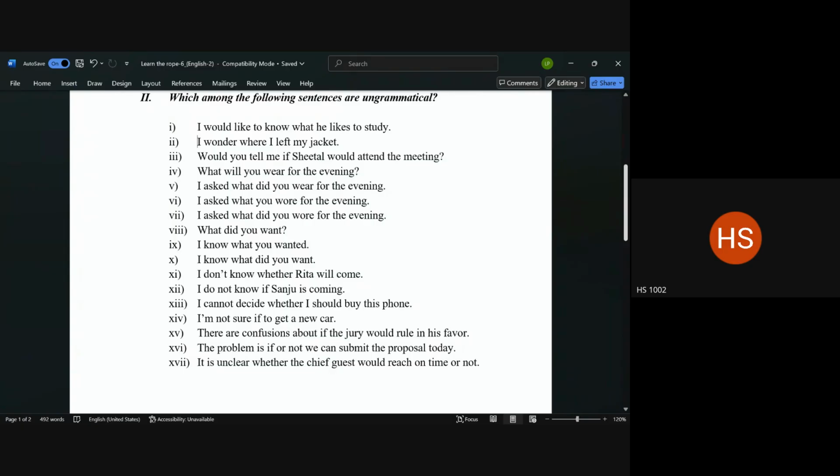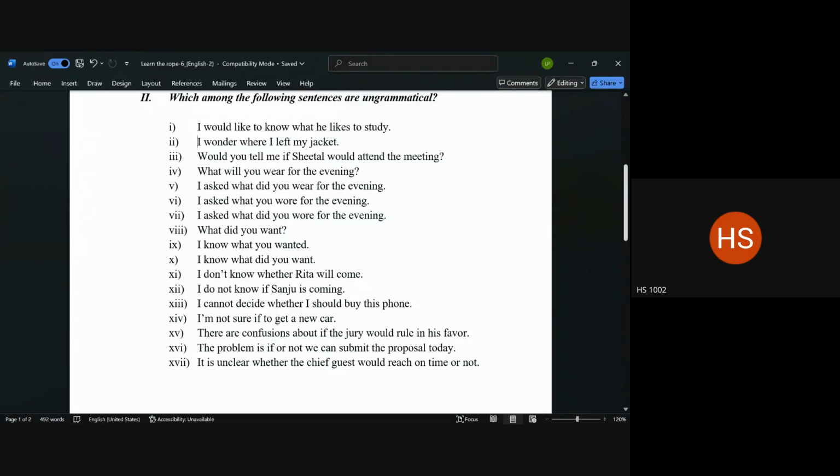This is not a way to ask a question. So "I would like to know what he likes to study" is a sentence. It's not a question, right, ma'am? So this sentence is grammatically right. Now we'll understand why this is grammatically right when we look at other questions, right?